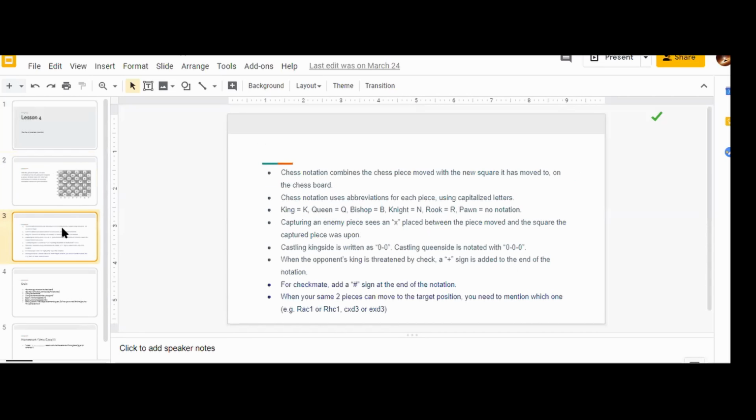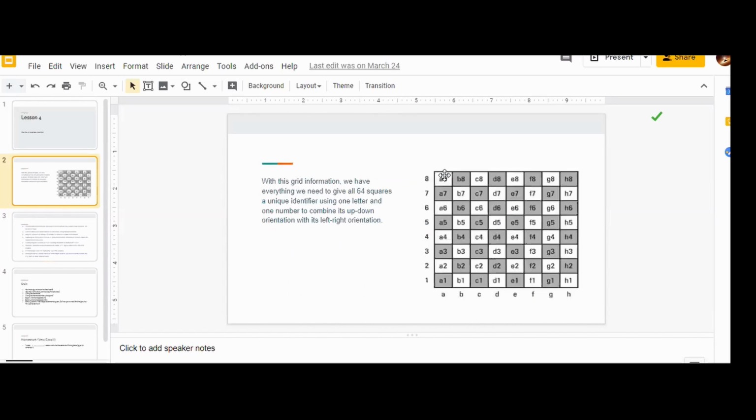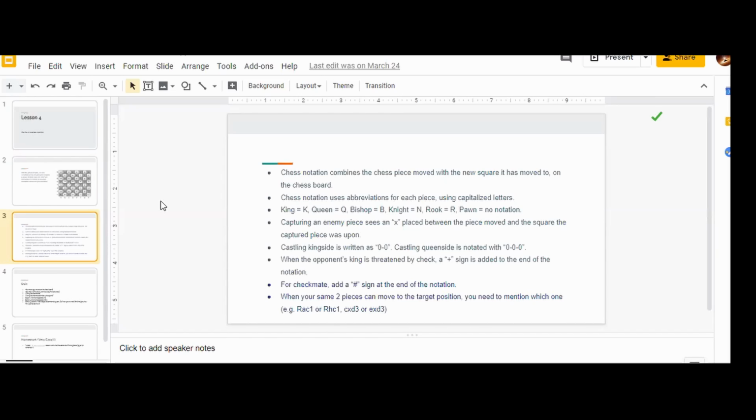Now we'll go to the next slide. Chess notation combines the chess piece moved with the new square it has moved to on the chessboard, okay? So for example, if the knight moves from E3 to F5, you would write down on your paper NF5, okay? So it'd be N, so knight, and then to the square, F5, okay?